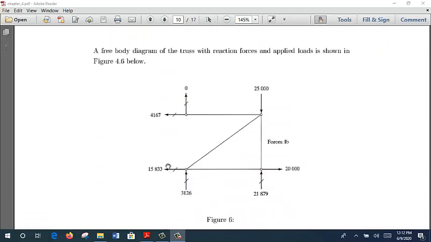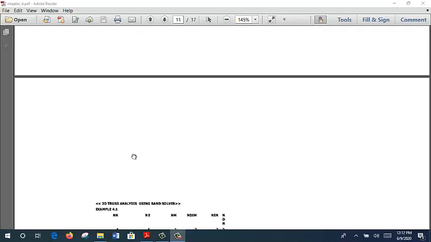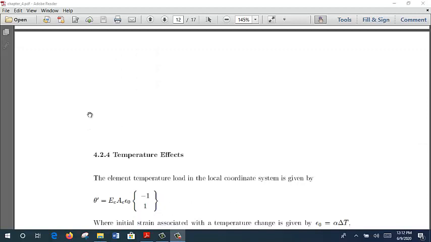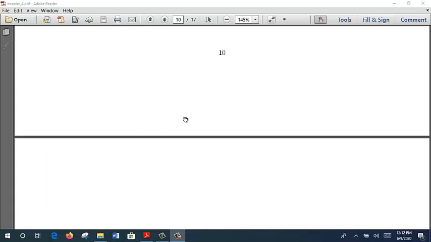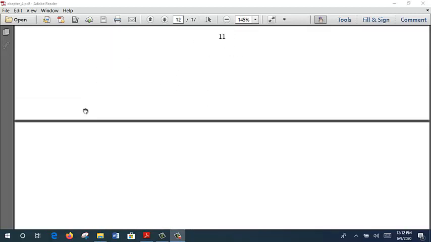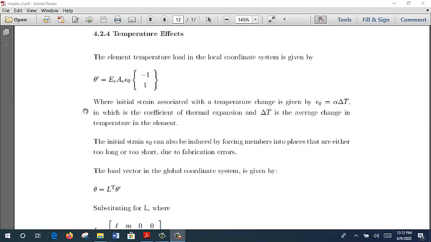Okay, this is the free body diagram from the previous one. Okay, I think that's all for topic 4, which is trusses. The temperature effect will not be covered at your level. Okay, we covered the problem before. So that's all for chapter 4, trusses, for your subject.